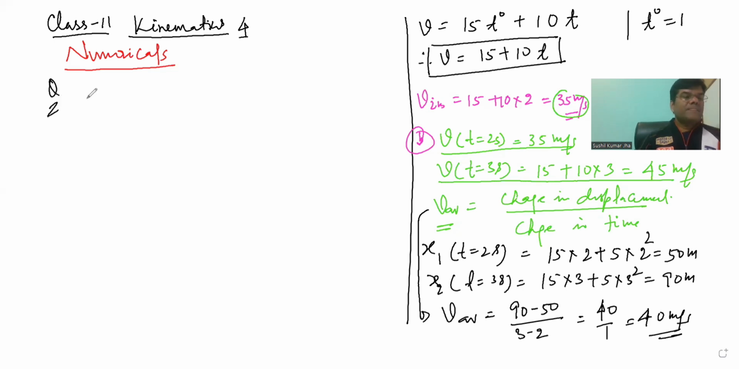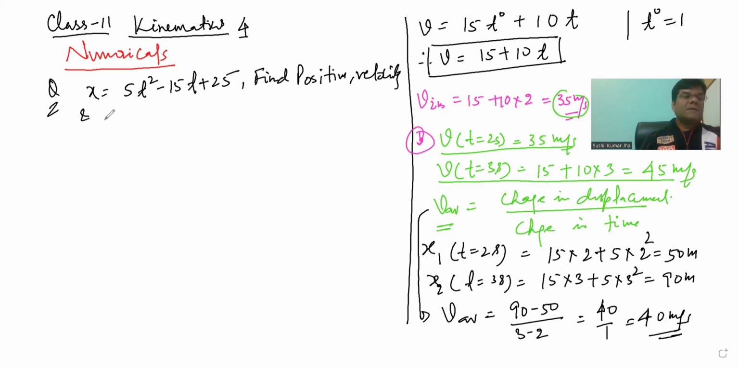So a question can be: if the displacement x of a moving body is given by 5t square minus 15t plus 25, where x is displacement in meter and t is time in second, then we are told to find position, velocity, and acceleration at t equal to 0.